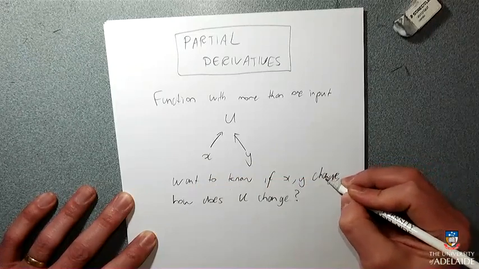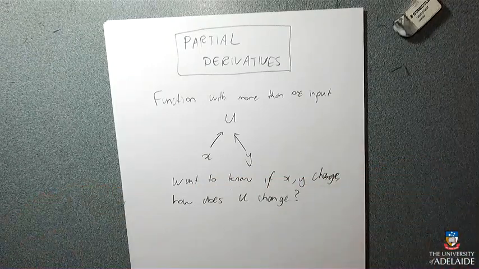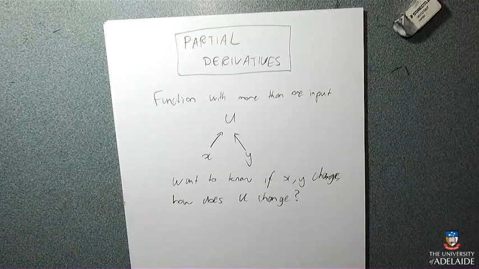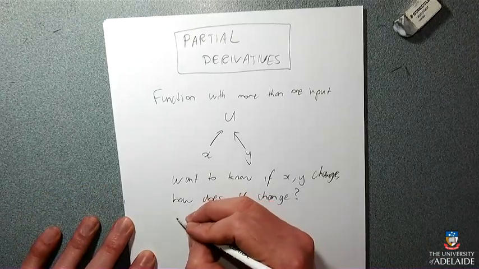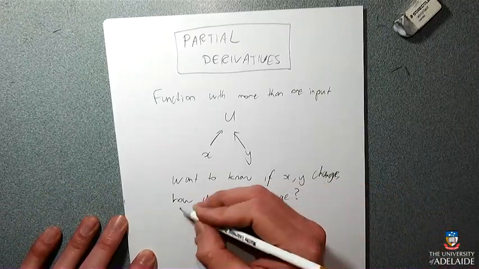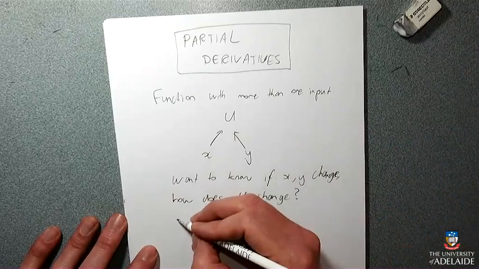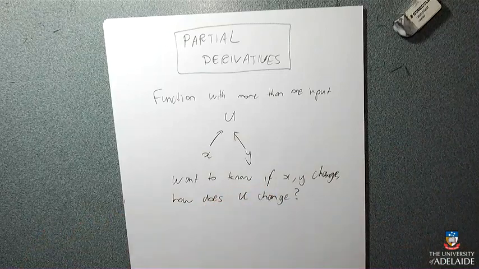And most of the time, how quickly u changes will be different depending on which x and y we're currently at. I don't really know how to say that, but it'll be a different formula depending on where you are. So it's easiest to do this with an example, but I just wanted to have an idea of that. That's the basic idea.